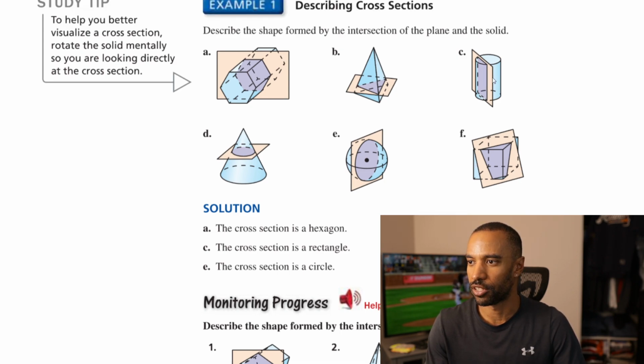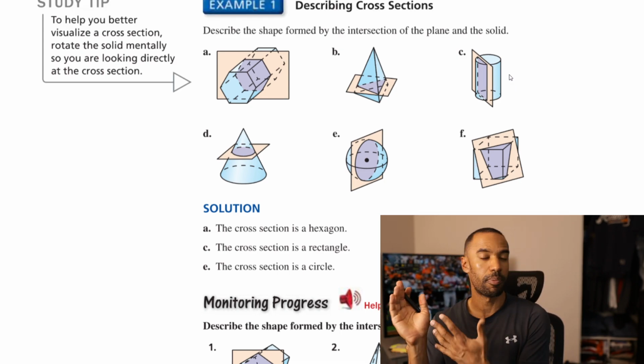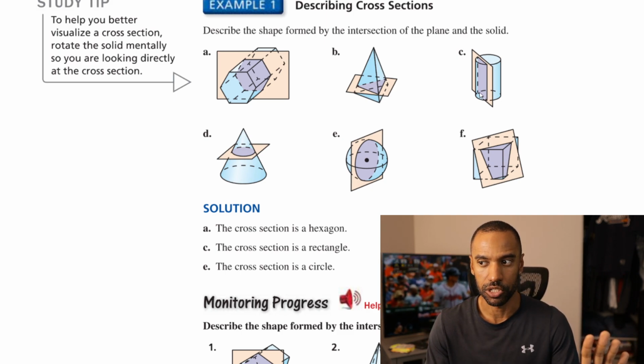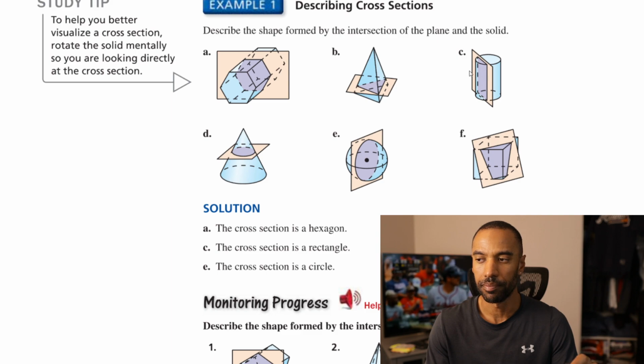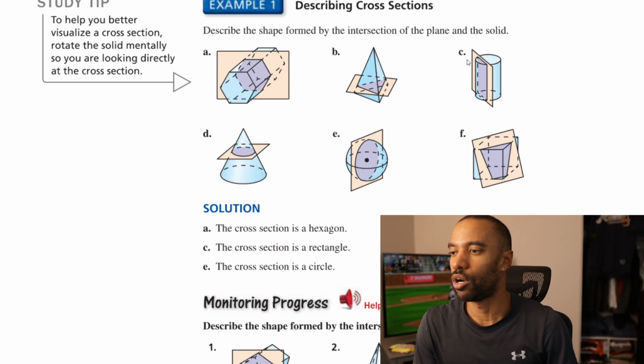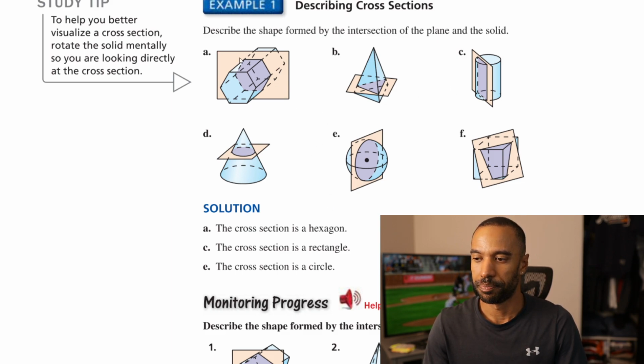Part C, you have a cylinder cut vertically through this, and it depends on how you cut through it. This is vertically through, and there's nothing circular in the cross-section. It's just a rectangle, you can see there. So all you have there is a rectangle.